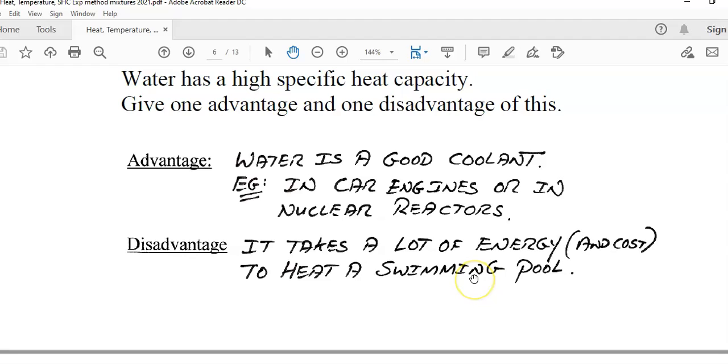A disadvantage would be, if you had a swimming pool, it would take quite a lot of energy to heat that swimming pool and quite a lot of cost. Or even if you're boiling a kettle of water, it takes a lot of energy to do that because water does soak up a lot of energy without rising too much in temperature. It has a high specific capacity.